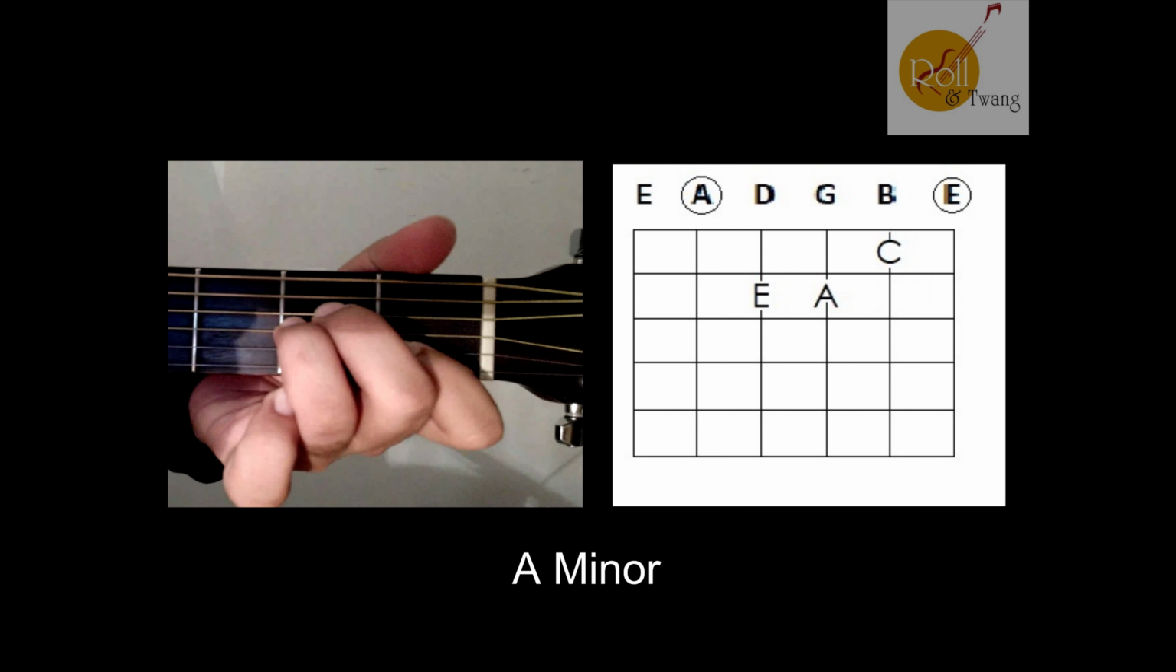So the notes of A minor chord starting from the root note of A string will be A, open A string, E, second fret of D string, A, second fret of G string, C, first fret of B string, and open E string, which is note E. That's about A major and A minor.